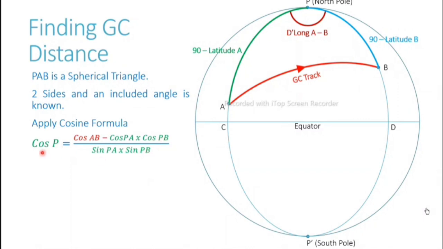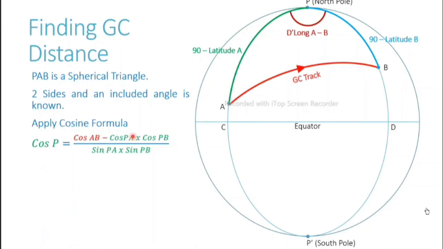Applied for angle P, it gives us cos P is equal to cos AB, AB is the opposite side, minus cos PA, PA is the adjacent side, multiplied by cos PB, PB is the second adjacent side, whole divided by sine PA multiplied by sine PB. So if you look carefully in this formula, we know what angle P is. It is the D long between A and B, both the longitudes being available to us, so the D long is known.